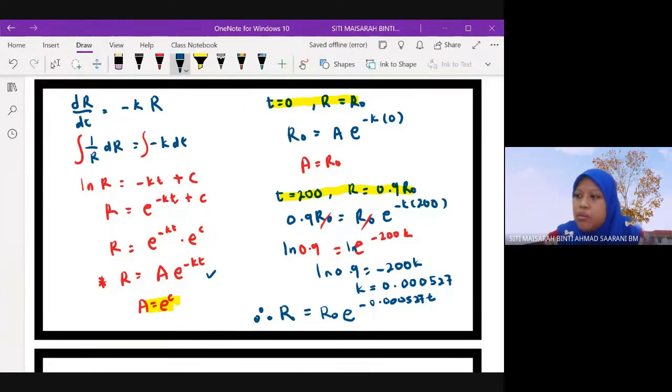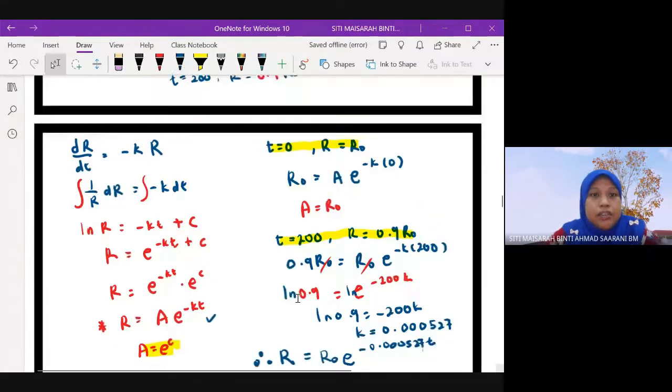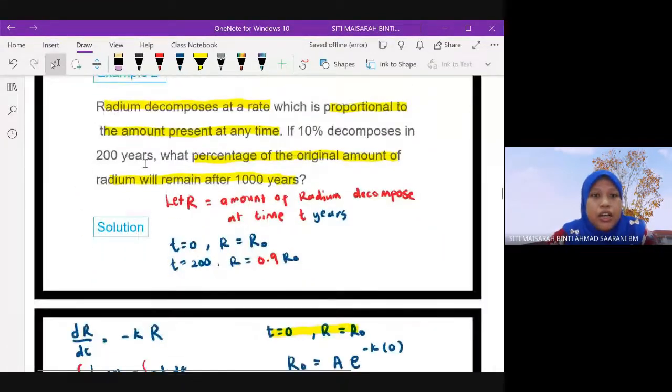After that barulah kita menjawab soalan dia. Soalan dia adalah, back to balik soalan dia. What percentage of the original amount of radium will remain after 1000 years? Maksudnya bila soalan dia adalah apakah percentage of the original amount after t 1000 tahun. Maksudnya kita first kena cari dulu bila t 1000 berapa dia punya R dia lah. And then kita tahulah berapa percentage tersebut.